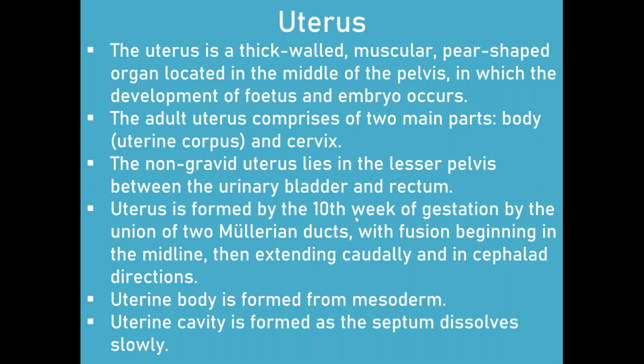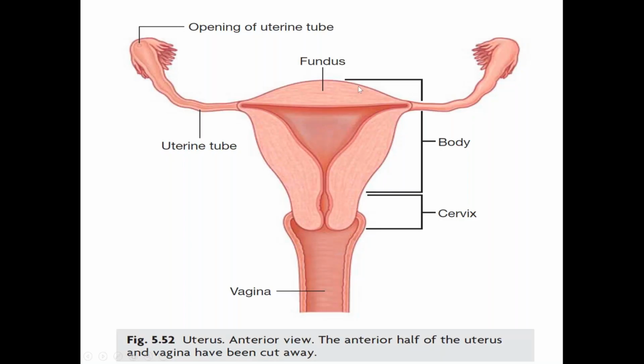The uterus is formed by the 10th week of gestation by the union of the two Mullerian ducts, with the fusion beginning in the middle and then extending caudally and cranially. This is about the origin of the uterus. The uterine body is formed from the mesoderm, and the uterine cavity is formed as the septum dissolves slowly. So this is about the parts of the uterus: the fundus, the body, the cervix, and this is the vagina.